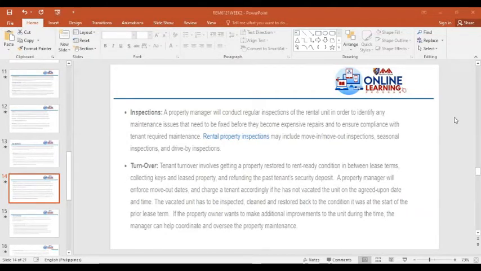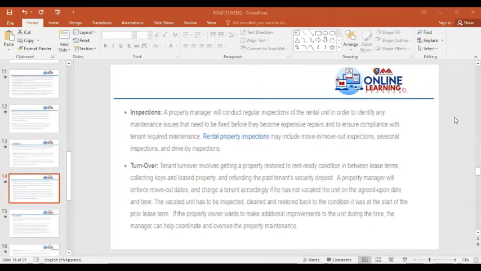Next is the turnover. Tenant turnover involves getting a property restored to rent-ready conditions in between lease terms, collecting keys and leased property, and also refunding the past tenant's security deposit. A property manager will enforce move-out dates and charge a tenant accordingly if he has not vacated the unit on the agreed upon date and time.